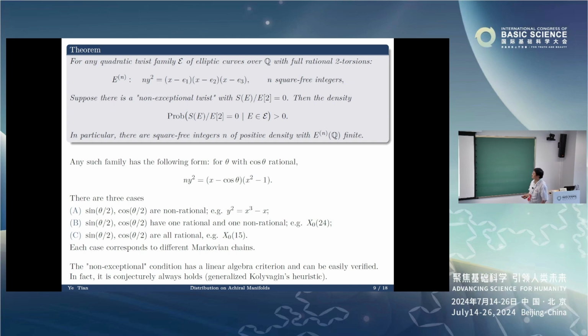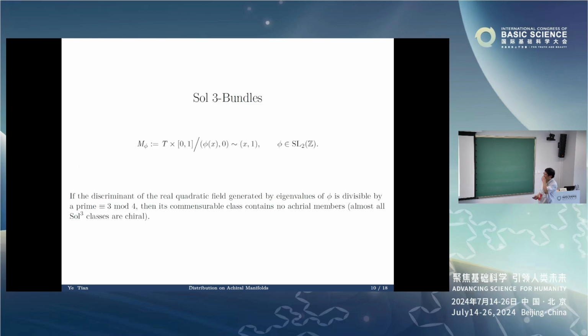Now let's come to some details for this topology result. This Sol 3-manifold is constructed in this way. So there is a question: can you find a commensurable class such that every member in the class is not achiral, is chiral? So first, some people asked this question: can you find one example of a class such that every member in this class is chiral?